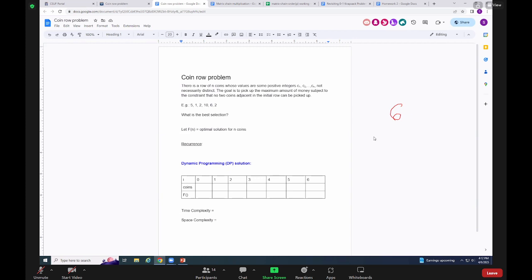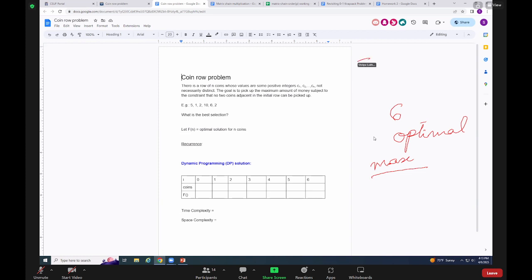And what is the goal of the problem? It is to pick up the maximum amount of money. So the optimal solution in this case is to get the max value you can. Optimal can sometimes be minimum, sometimes maximum, it depends on the problem. So here we want to find the maximum amount of money we can collect if we are picking up the coins in such a manner that we're not picking up any adjacent coins.